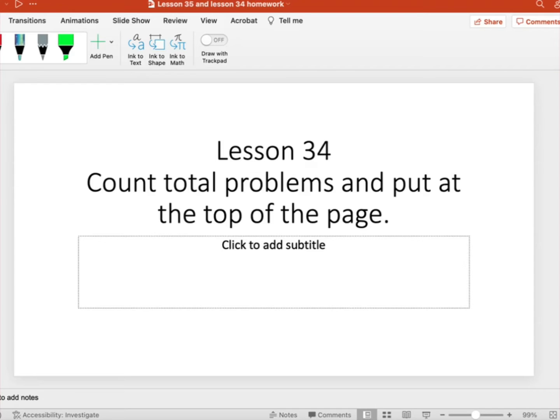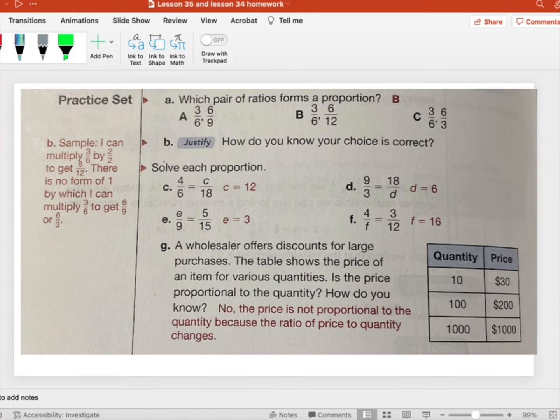Okay, so we are working on our lesson for homework first and total count problems, and put that at the top of the page. Everybody knows how to do that. Now, we went over these in class, so I'm going to show these for just a few seconds. You can always pause and come back and look at these.